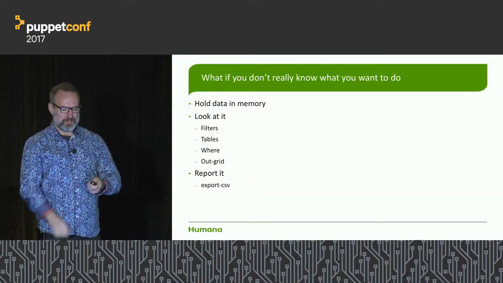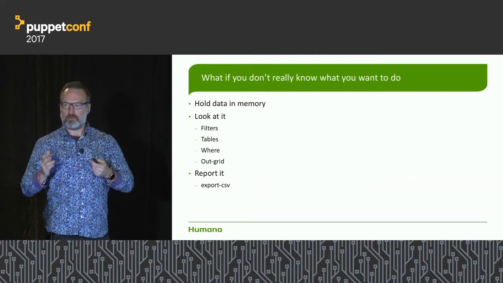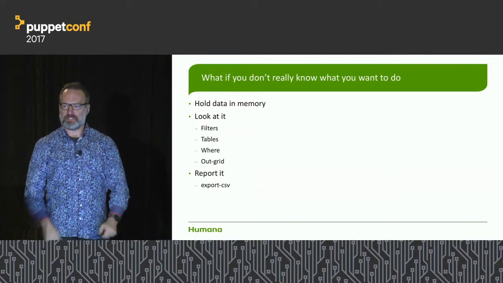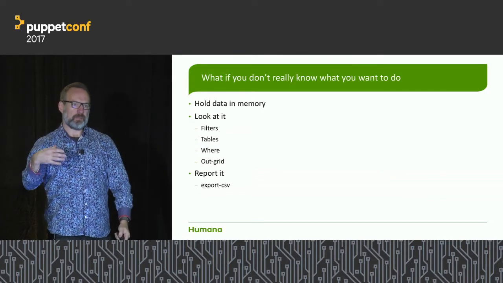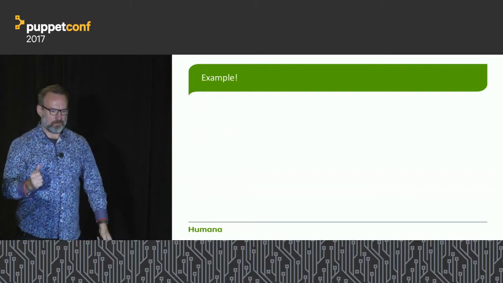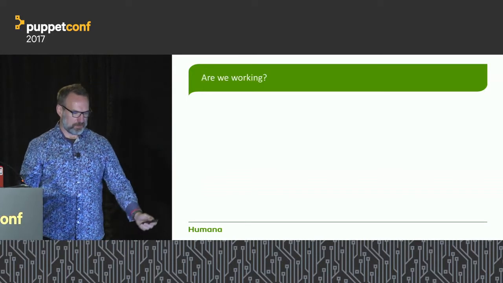The nice thing else you can do is you can do reports. You can do outgrids. You can do export to CSV, which is great when somebody just wants the data. They don't want to have to sit there and go to the actual PE console to see it. So after all this talking, let me get some examples going.